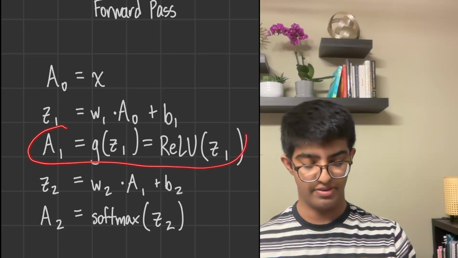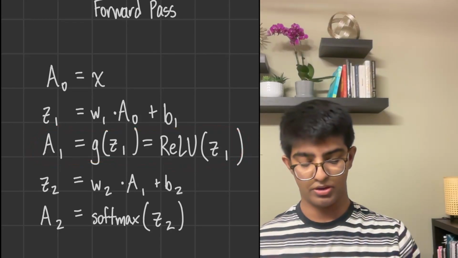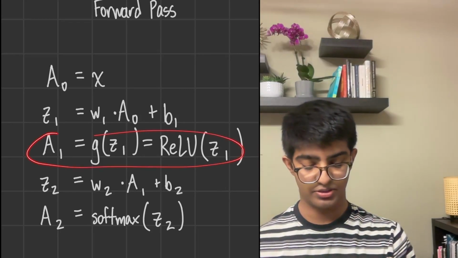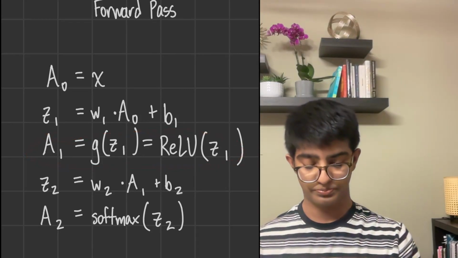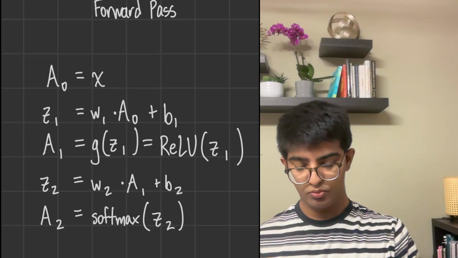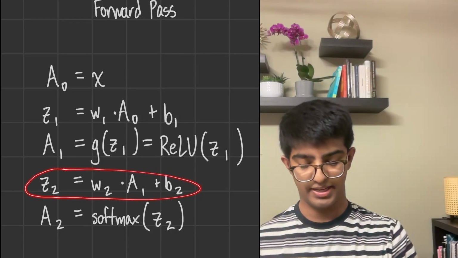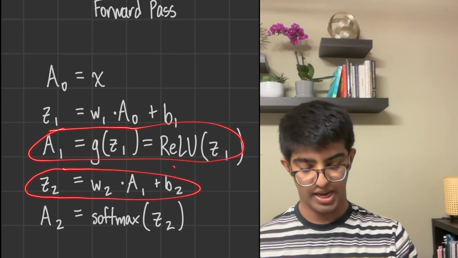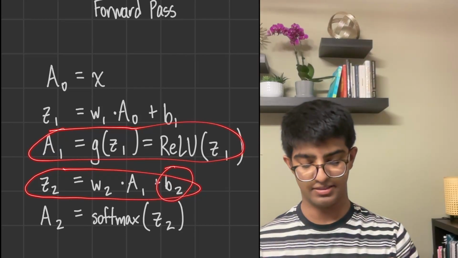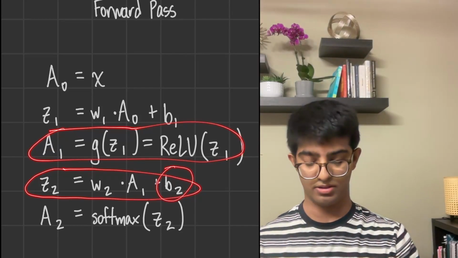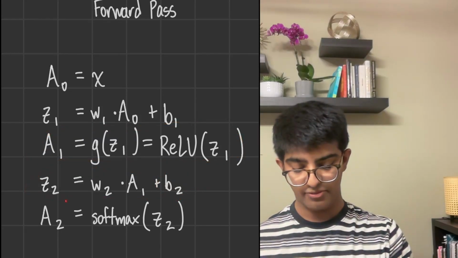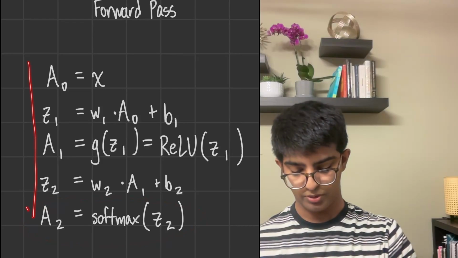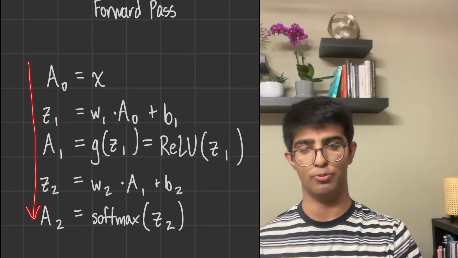Then each node is going to have an activation function. Since we only have one hidden layer, we only have one activation function, ReLU. And then in the final output layer, we take the weights and the output of the previous layer, and then we add the biases from the second layer, which is the output layer. After that, we finally do a softmax. So this is how the input gets transformed into our output.